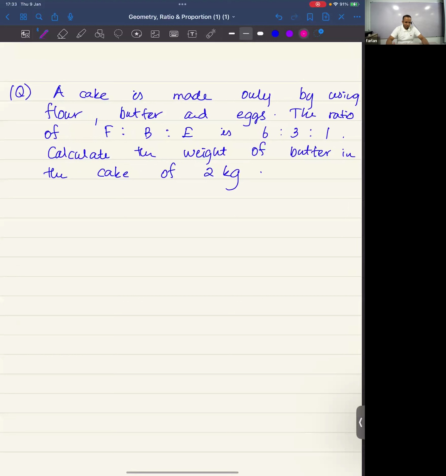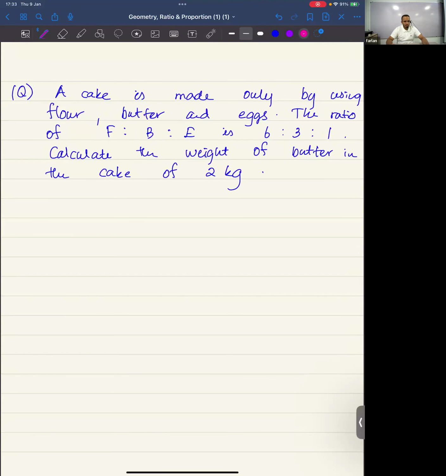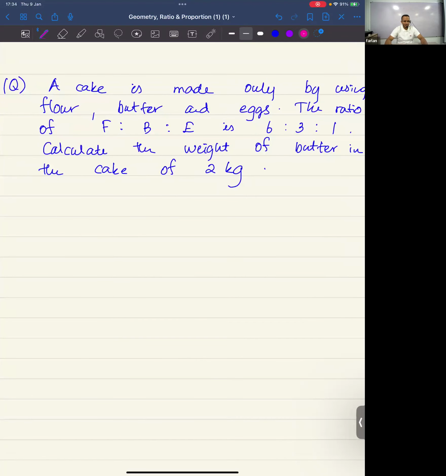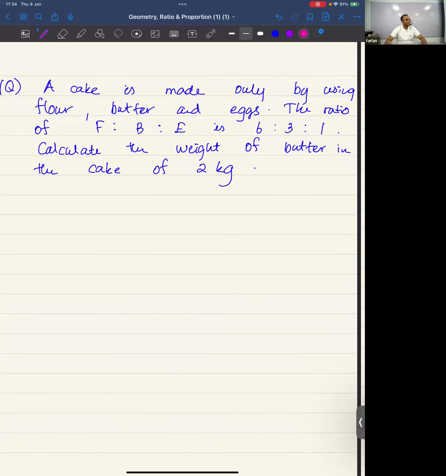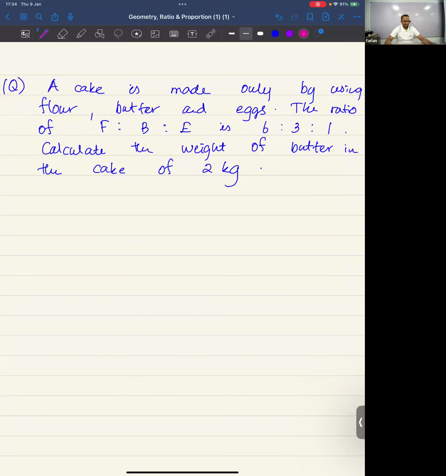Okay. This is my recipe of making cake. You put 6 portions of flour, 3 portions of butter, 1 portion of egg. So where's the sugar? No, this is sugar-free cake, healthy cake. Listen. Can you make this one? Calculate the weight of butter in the cake of 2 kilograms. If you take a 2 kilograms cake, what is the weight of the butter in it? Can you?